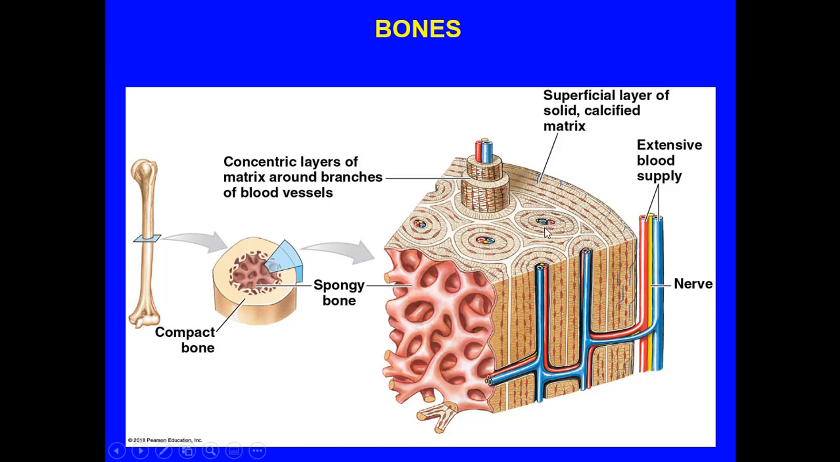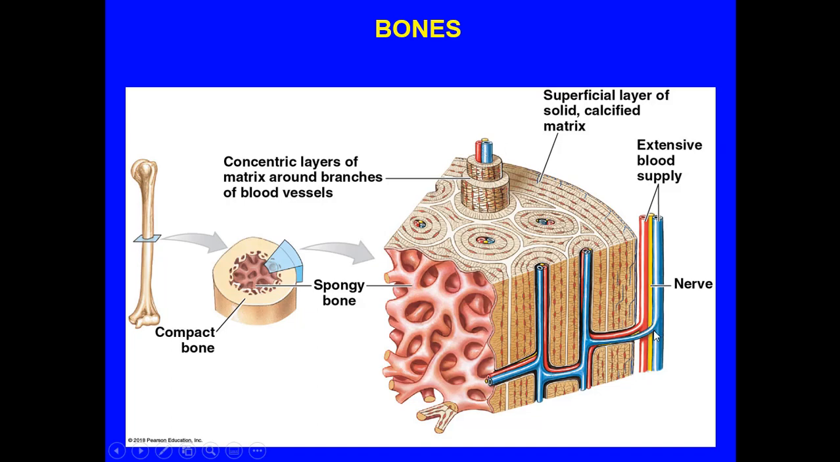So here's an example of this. This is an osteon. Here you have the structure here with a layer of solid calcified matrix. You have an extensive blood vessel supply. You have it going right through here. This would be what we call the central canal, otherwise known as the Haversian canal.